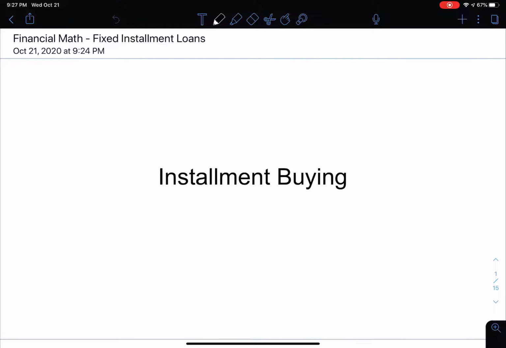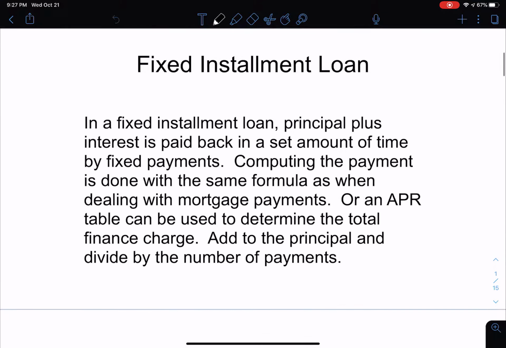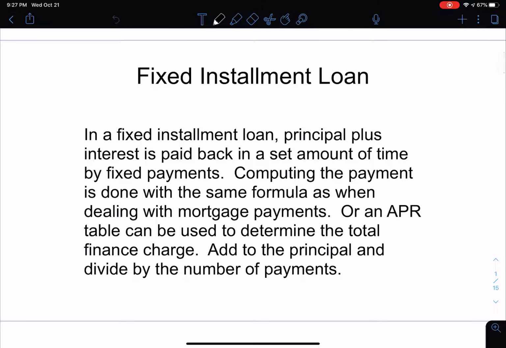All right, so moving into fixed installment loans. In a fixed installment loan, principal plus interest is paid back in a set amount of time by fixed payments. Computing the payment is done with the same formula as when dealing with mortgage payments, or you can use an APR table to determine the total finance charge, add that to the principal, and divide by the number of payments. So we're going to look at both. We're going to look at how to use an APR table, and we're also going to look at the formula.